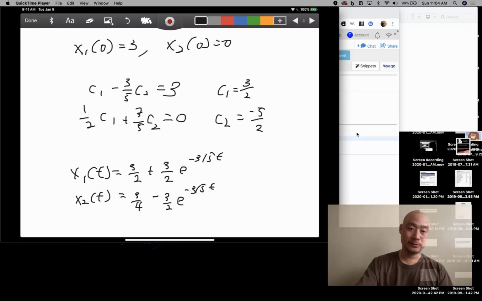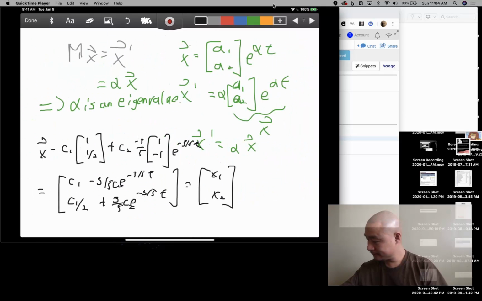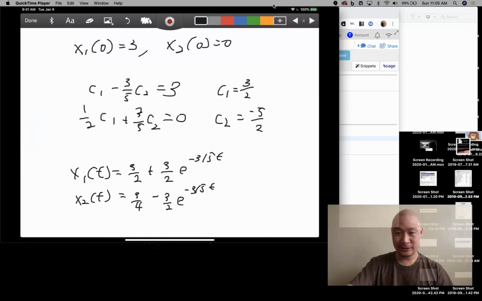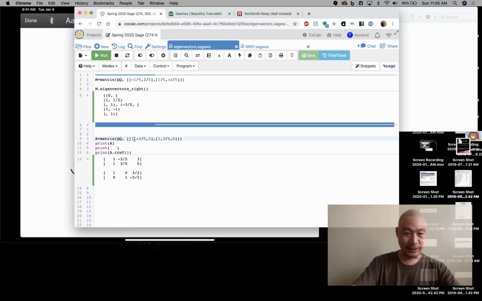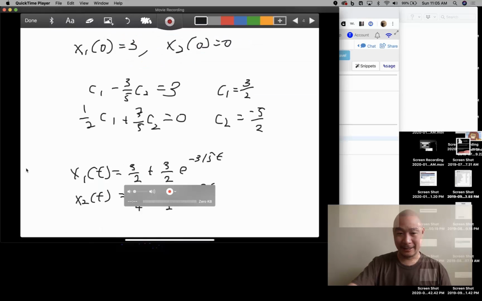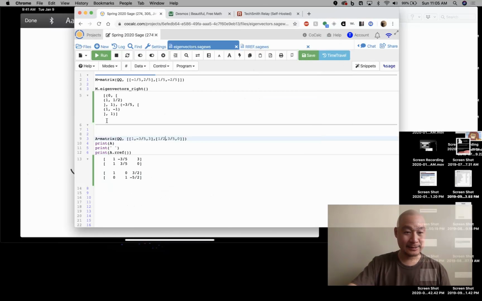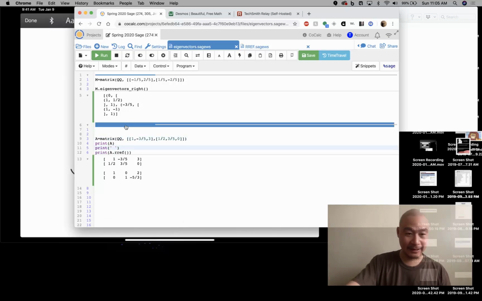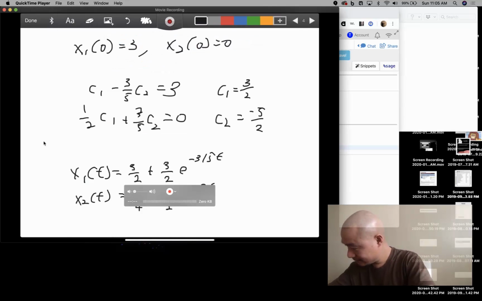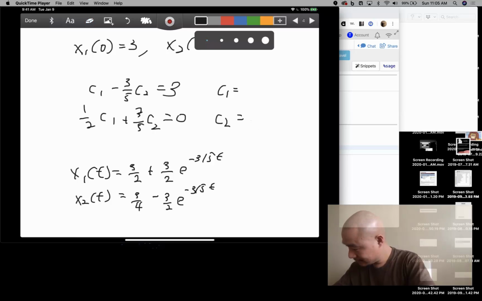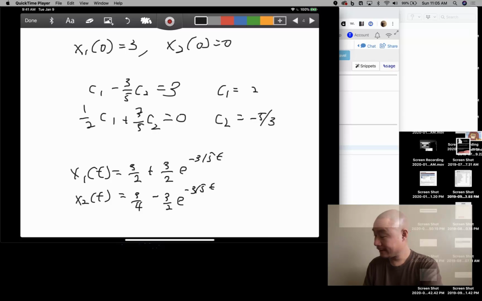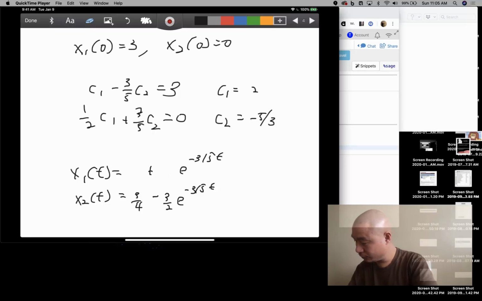And at time 2, hold on a second here. Alright, so there's an error here, isn't there? This isn't a 1, this is a 1/2, right? To be consistent with this 1/2, if I run that, my solution is actually 2 and minus 5/3. So let me write those instead. And if it's 2 and minus 5/3, then this should simply read 2 and minus 5/3 times minus 3/5 is just 1.